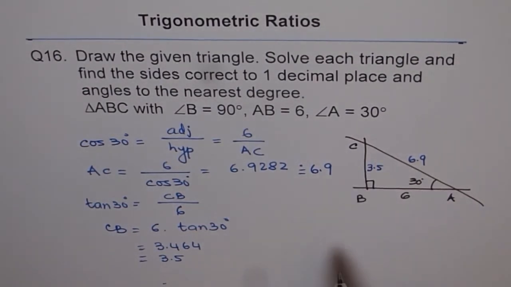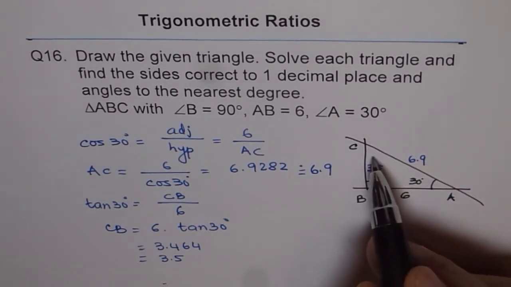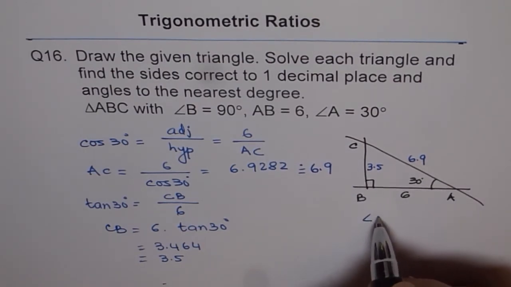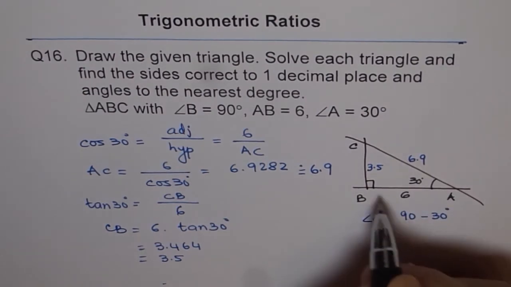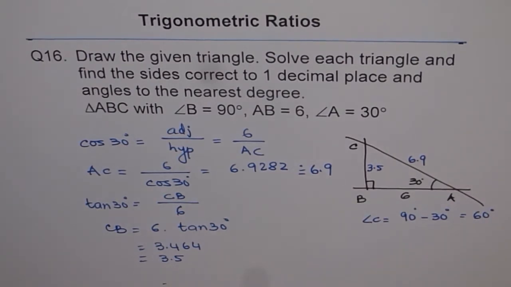So we got CB. We can always find angle C using 180 degrees as the sum of the angles. So we can say angle C equals 90 minus 30 degrees. This is 90 itself, therefore it is 60 degrees. So angle C is 60 degrees.